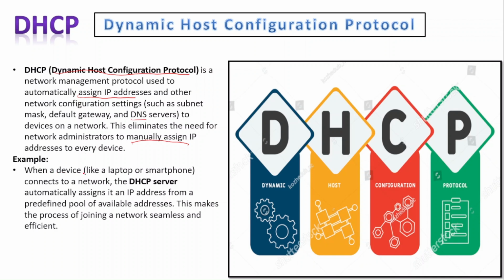Example, when a device like a laptop or smartphone connects to a network, the DHCP server automatically assigns it an IP address from a predefined pool of available addresses. This makes the process of joining a network seamless and efficient.